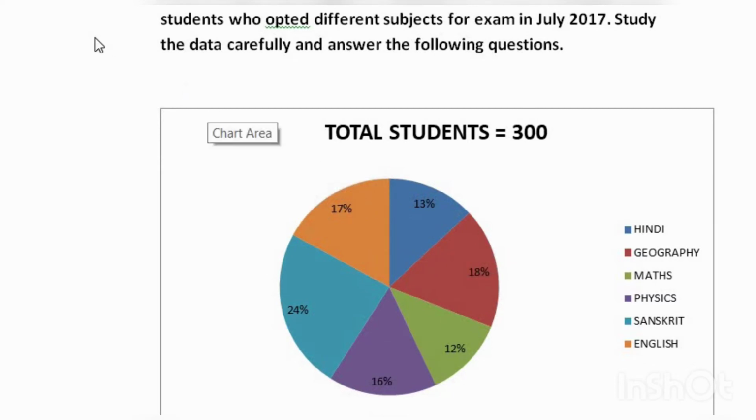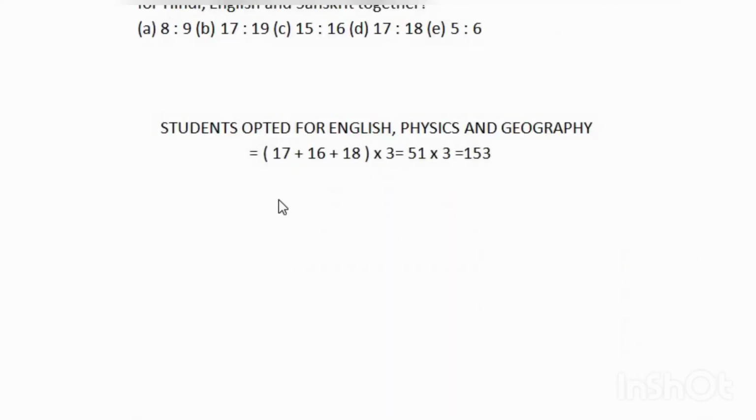So 17 plus 16 plus 18. So when you add these three numbers, you will get 51. Then into 3. Into 3 it is 153. So students who opted these three subjects is 153.